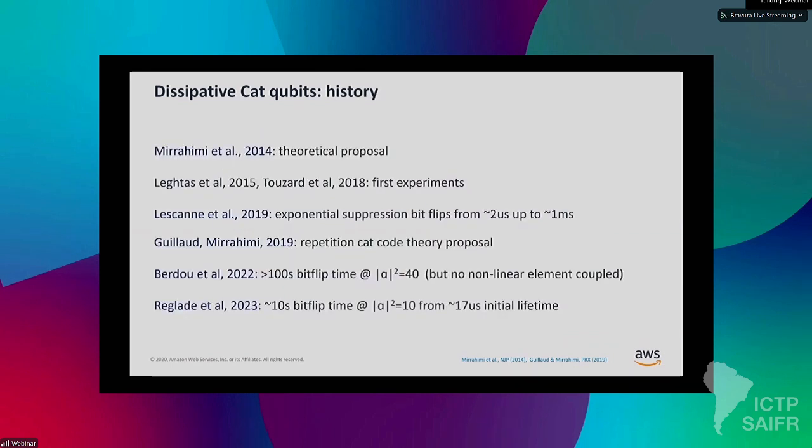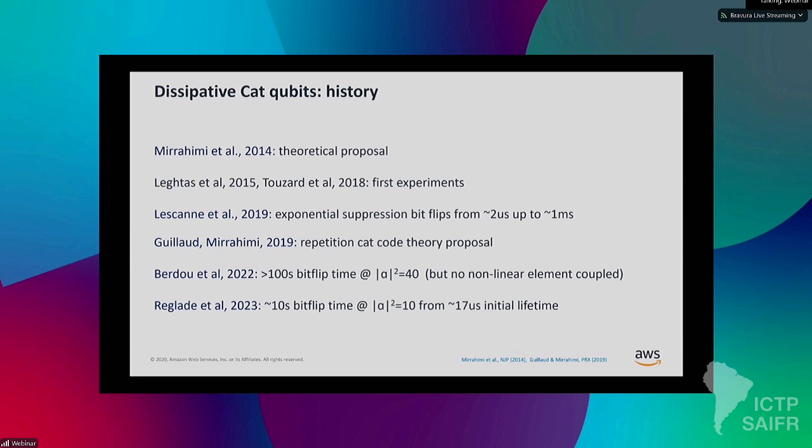So just some history, before we go to our work at AWS. There was this theoretical proposal in 2014. There were beautiful first experiments from people at Yale in the following years. But then the first time that we saw this exponential suppression of bit flips was this experiment from Paris, where you saw bit flip times going from 2 microseconds up to 1 millisecond by increasing alpha square. Then there was an interesting theory paper proposing an error correction scheme using these dissipative cats that we follow. I'll tell you more about it.